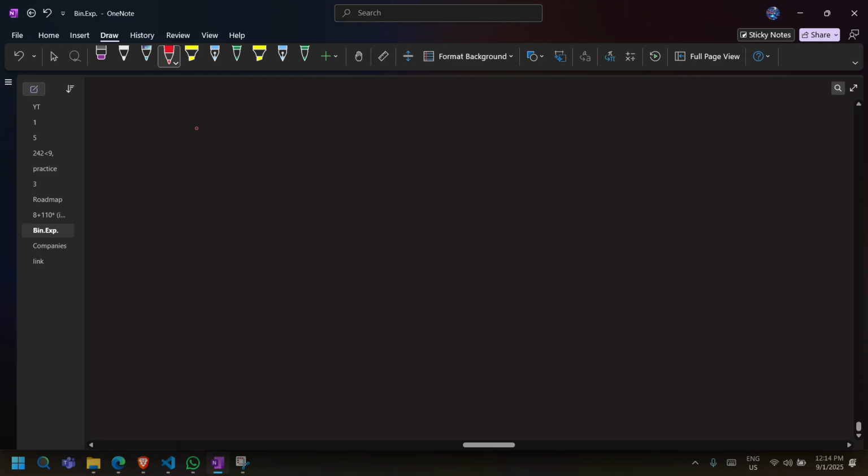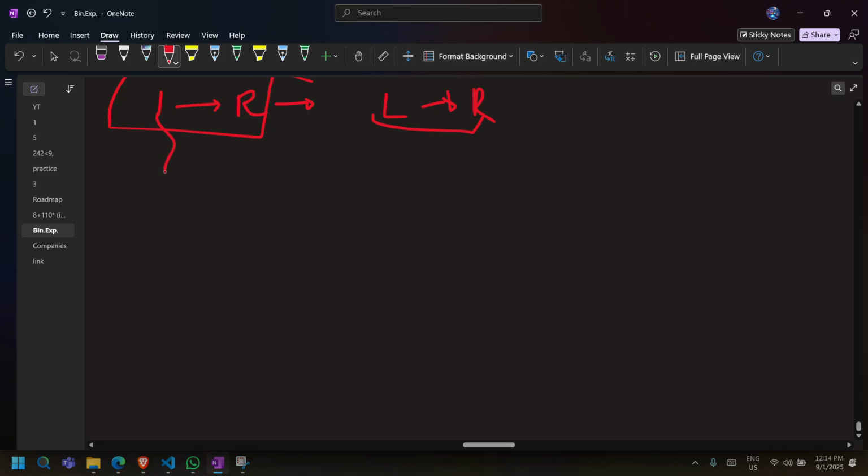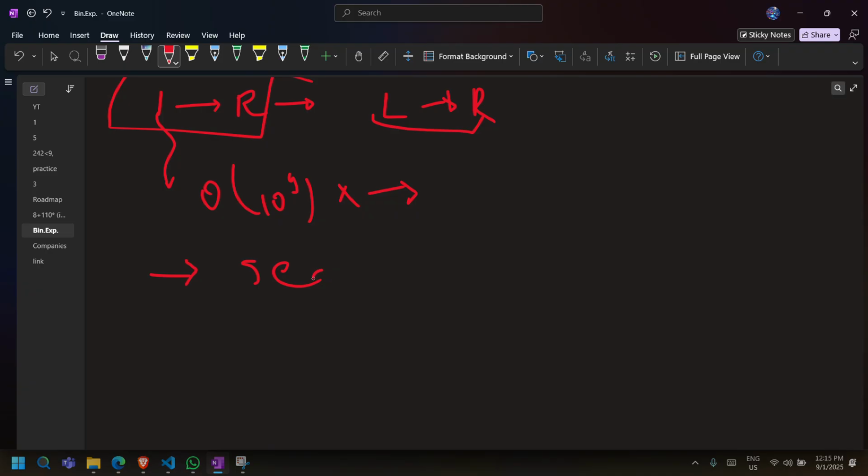So let's suppose you are given 2 to 6, so you have to print all the prime numbers between them: 2, 3, and 5. Now you can't just calculate all the prime numbers up to 1 and R, and out of this take out all the prime numbers from L to R. This will not work because the time complexity will become over 10 to the power 9, so it gives TLE. Instead, you have to use segmented sieve, which I discussed in the previous video.